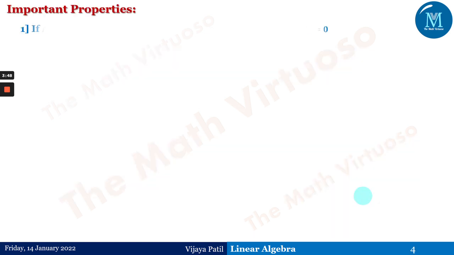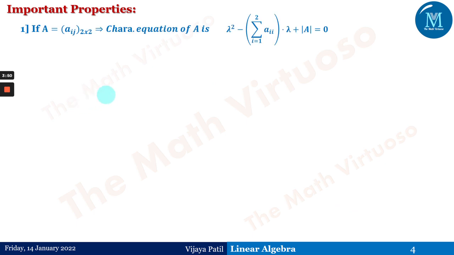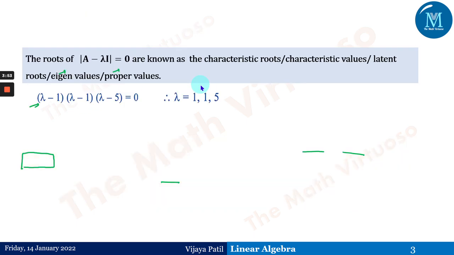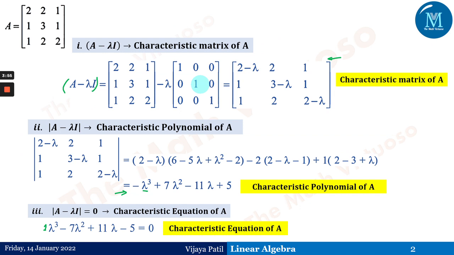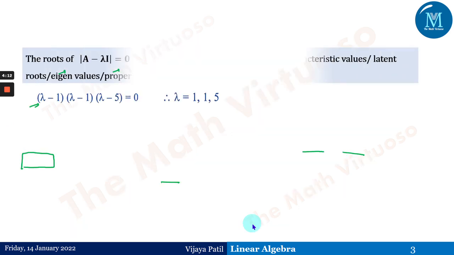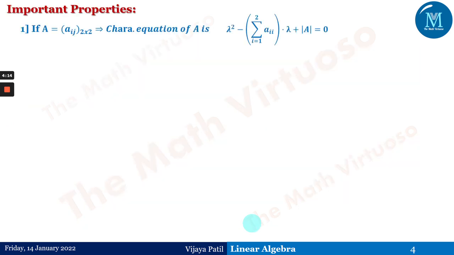Now what are the important properties? As we have seen in this slide, to reach the characteristic equation and then the eigenvalues, that is lambda equals 1, 1, 5, we need one step, second step, third step and the fourth step. Rather than that, we can directly move with these properties, and these properties are very important to find the characteristic equation.